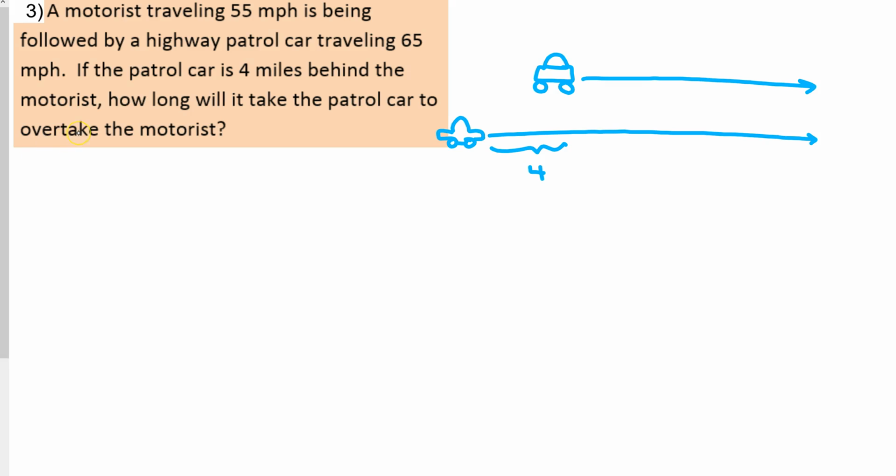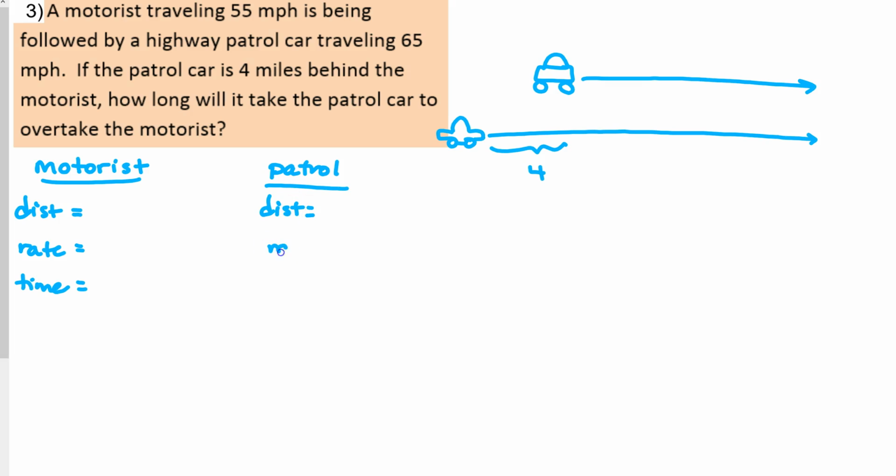Okay. So what I like to do with any distance, rate, and time problem that has 2 different vehicles or 2 different people traveling or whatever it happens to be is I like to write down the distance, rate, and time for each of them. So we have the motorist and we have the patrol car, and for each we have a distance, a rate, and a time. So just setting it up like this. Notice I'm using the words, not the letters, because I want to reserve my use of letters for when I'm going to use variables.